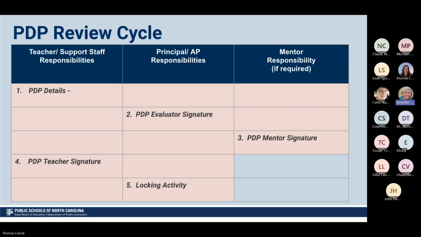And as before with the PDP, we also have a review cycle. The teacher is going to put in the PDP details and create their goals. Then the principal is going to review those and sign off. Then if there is a mentor assigned, the PDP must be signed by the mentor. After the mentor signature has been procured, it will go back for the teacher to sign. After all of those people have signed off on the PDP, it will be locked, which is step 5.